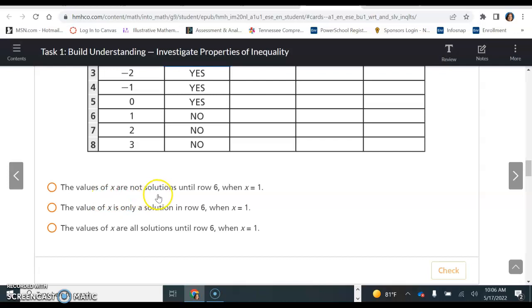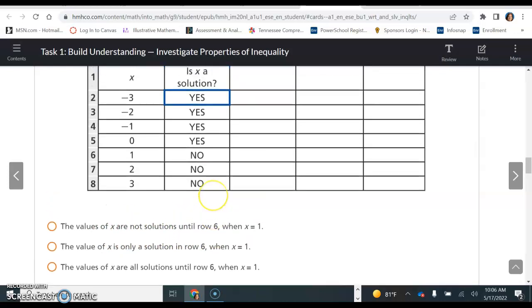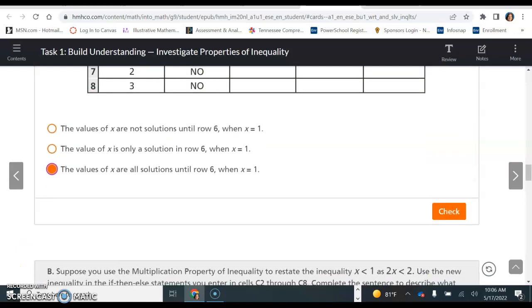The values of x are not solutions until row 6. That's not true. These are all solutions until row 5. The value of x is only a solution in row 6. That's not true. The values of x are all solutions until row 6 when x equals 1. So that is true. These are all solutions up until row 6.